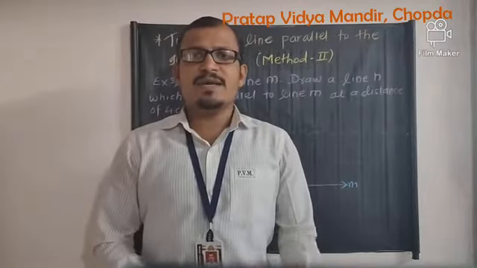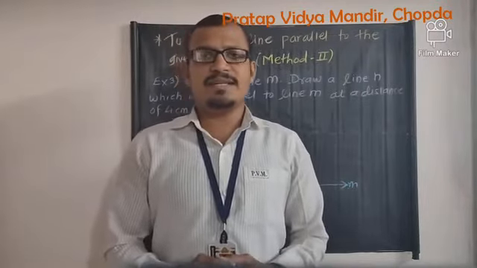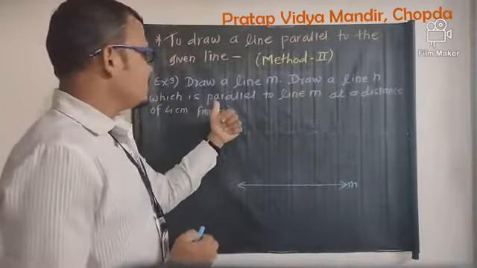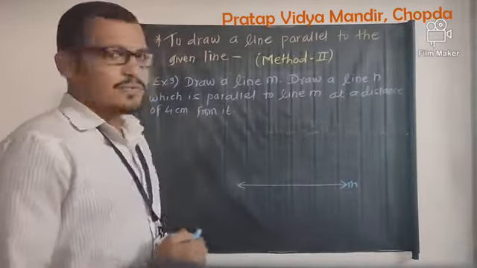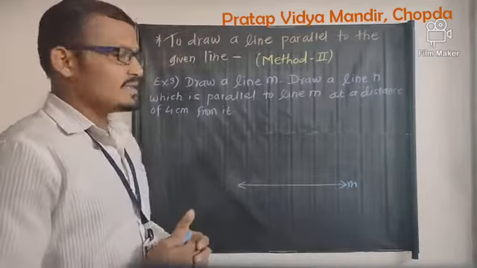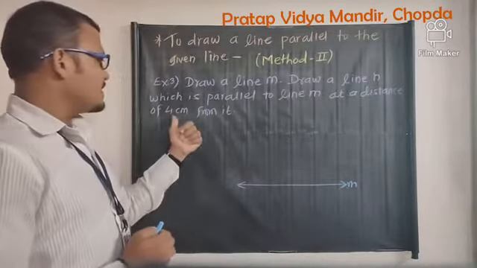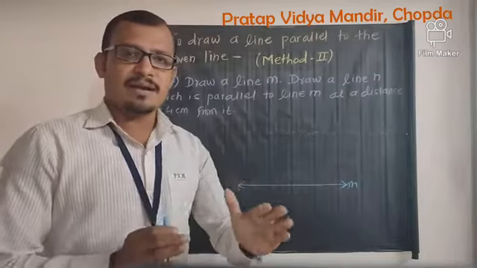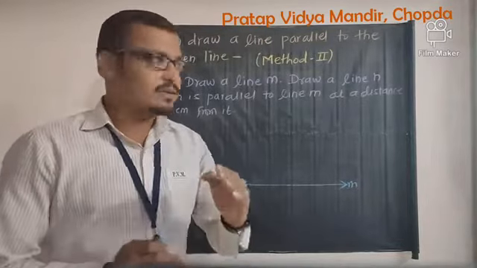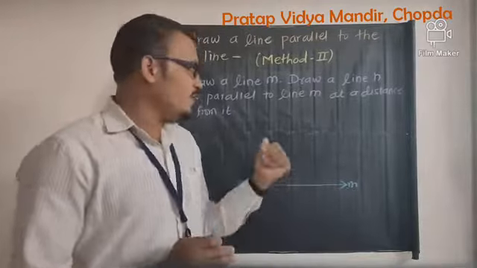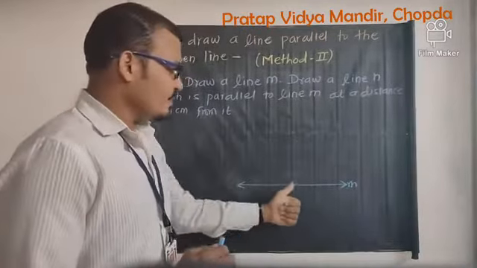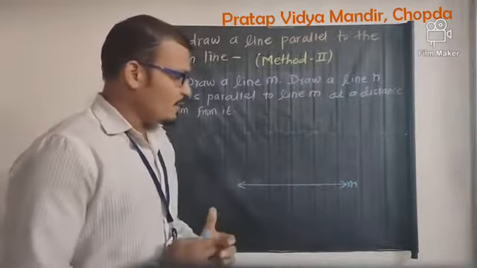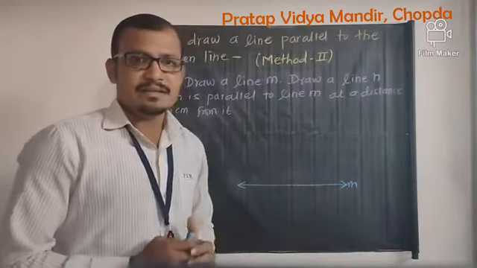For the second method, we take the third example from our practice set 2.3, and the example is: draw a line M, draw a line N which is parallel to line M at a distance of 4 cm from it. Friends, in this example clearly the distance is given and it is 4 cm. So in this example we have to draw a parallel line to the given line M at a distance of 4 cm. It is very simple to draw a parallel line when the distance is given. So let us start. For that, first we have to draw one line M.